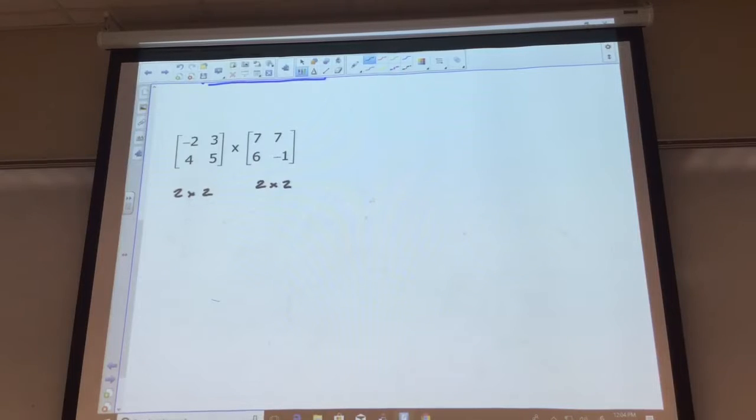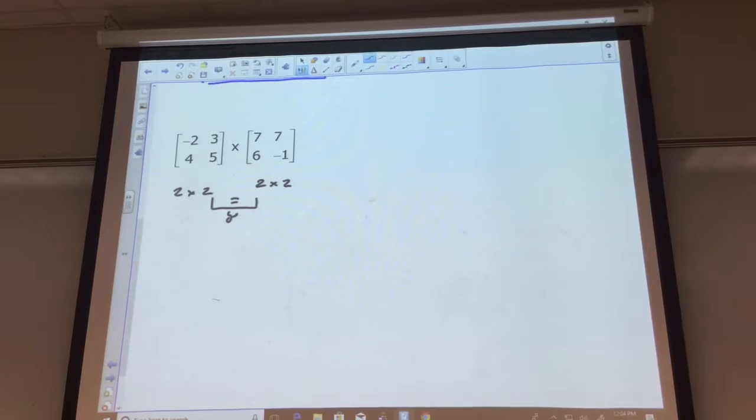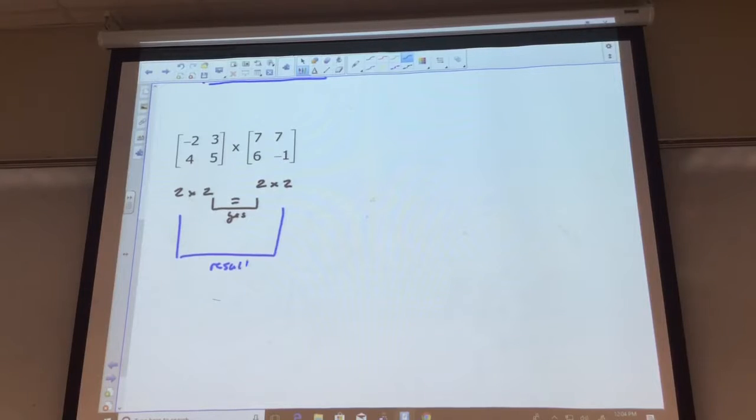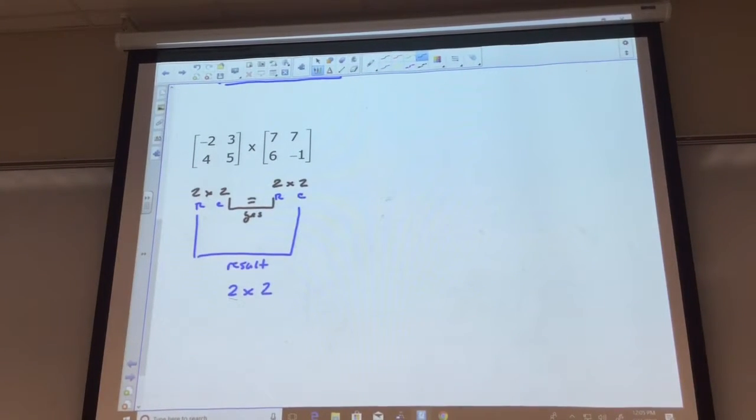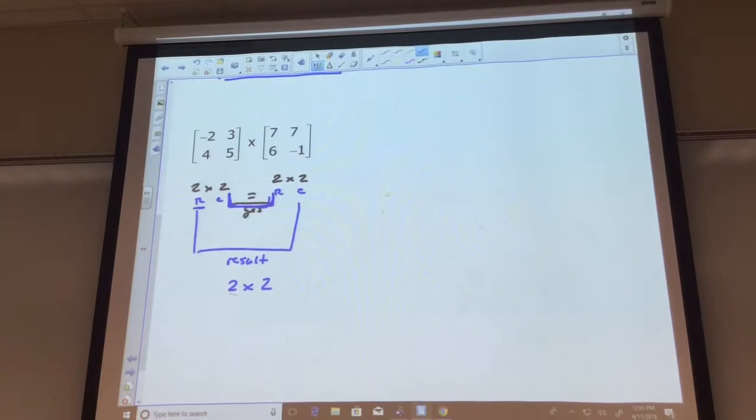Okay, so if you multiply these 2 matrices together, this is the first thing you look at and say, are these things equal? If that tells you yes, then that means the operation is defined and you can proceed. What kind of a result are you going to get? A 2 by 2 matrix. If this is rows, columns, then these 2 values have to be the same, and they are, then look at the end of the problem. You have 2 rows and 2 columns.